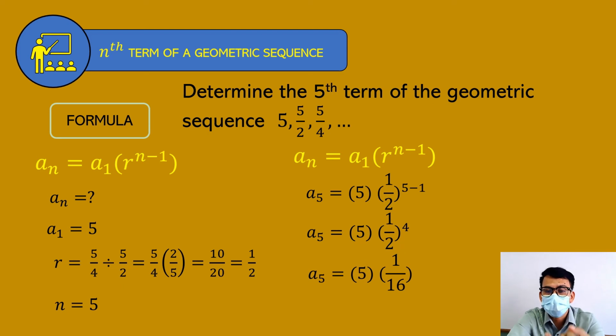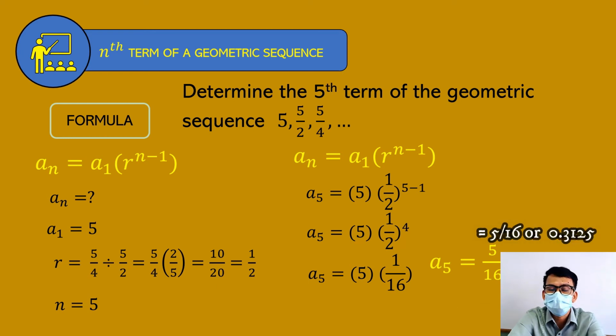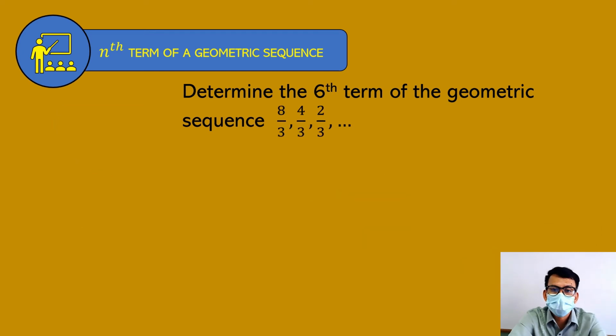That is 1 times 1 times 1 times 1, that is 1, over 2 times 2 times 2 times 2, that is 16. After that, 1 over 16 times 5, that is 5 over 16. You may have that fraction as the final answer, or you may have it in decimal, which is 0.3125. How about number 3 example?